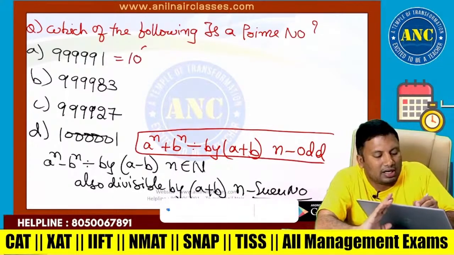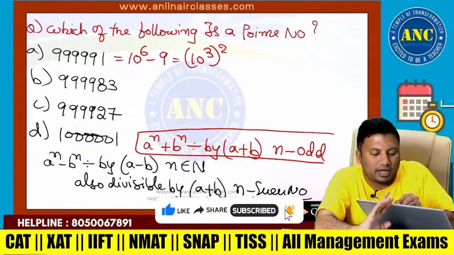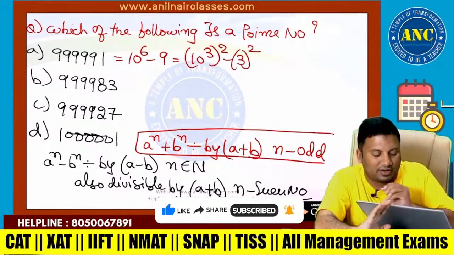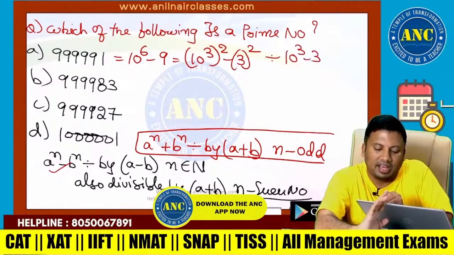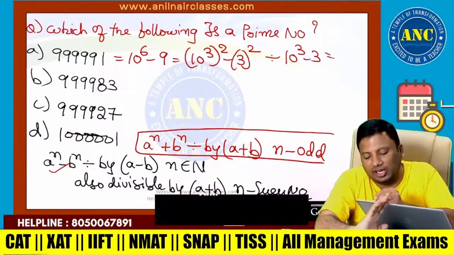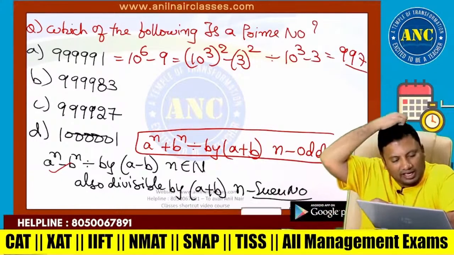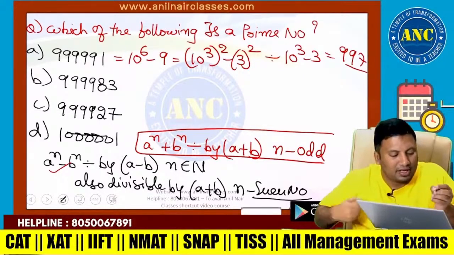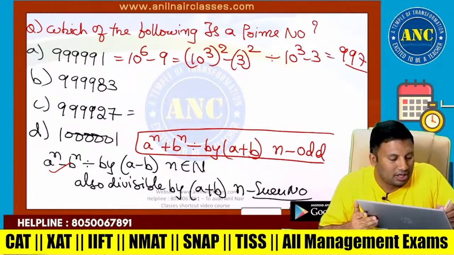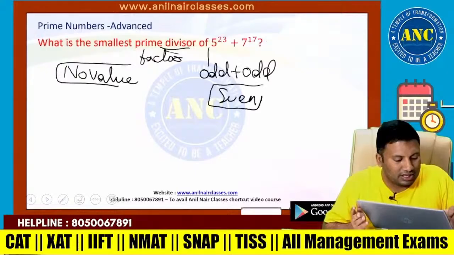The first one is nothing but 10 power 6 minus 9, which is (10 cube) whole square minus 3 square, that is a square minus b square. It is divisible by a minus b, 1000 minus 3, which is 997. Any number divisible by 997 will be a multiple of 997. Next one, 4 nines ending with 73. Now see here.